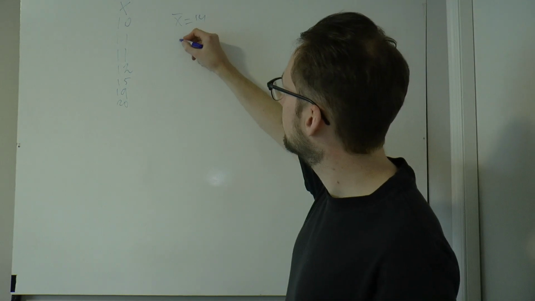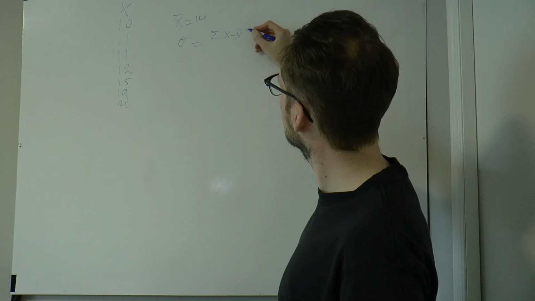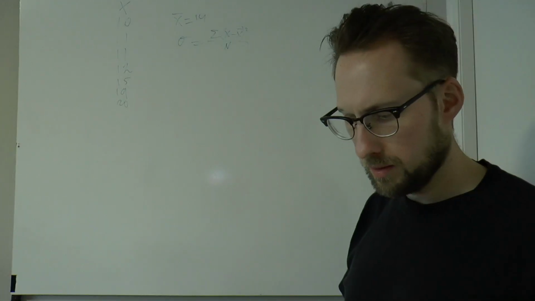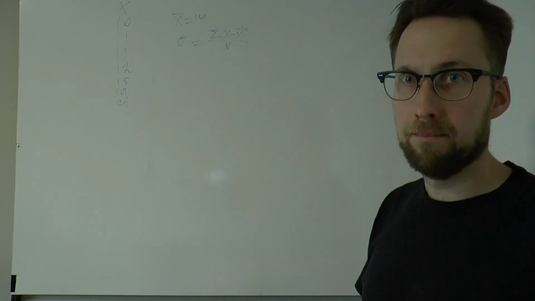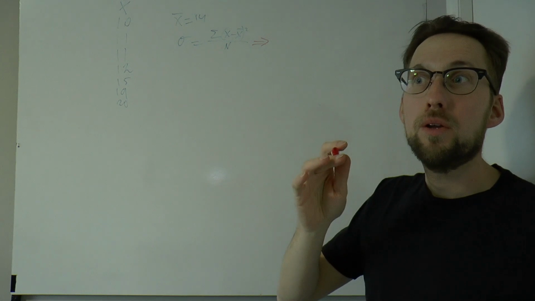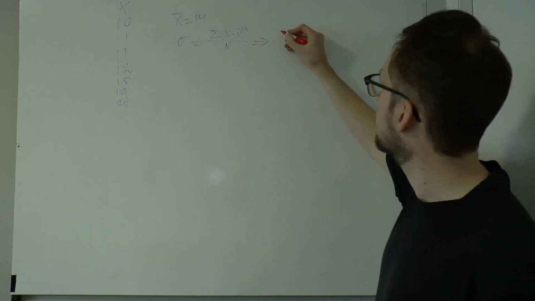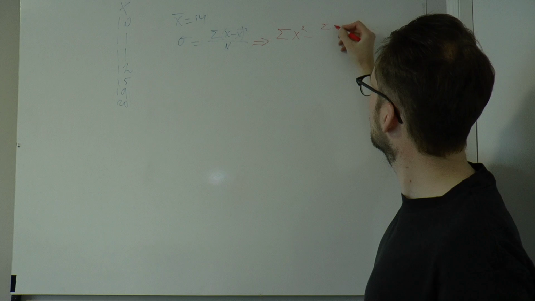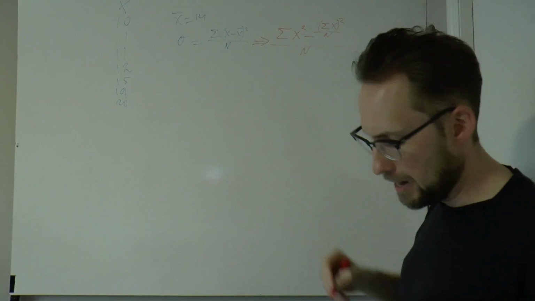This formula, if you use a little bit of algebra, can be rewritten into something that we call the computational formula. And the computational formula looks like this. Sum of x squared minus sum of x, squared, divided by n, all divided by n.